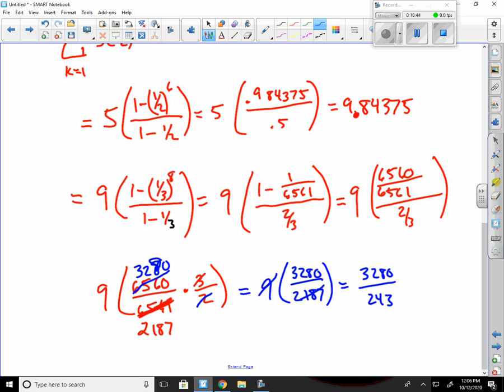Let's see if that can be reduced. It cannot. So that's my final answer. I could also turn that into decimal form and call that 13.497498. And I wouldn't be upset if you rounded that off to just 13.5.